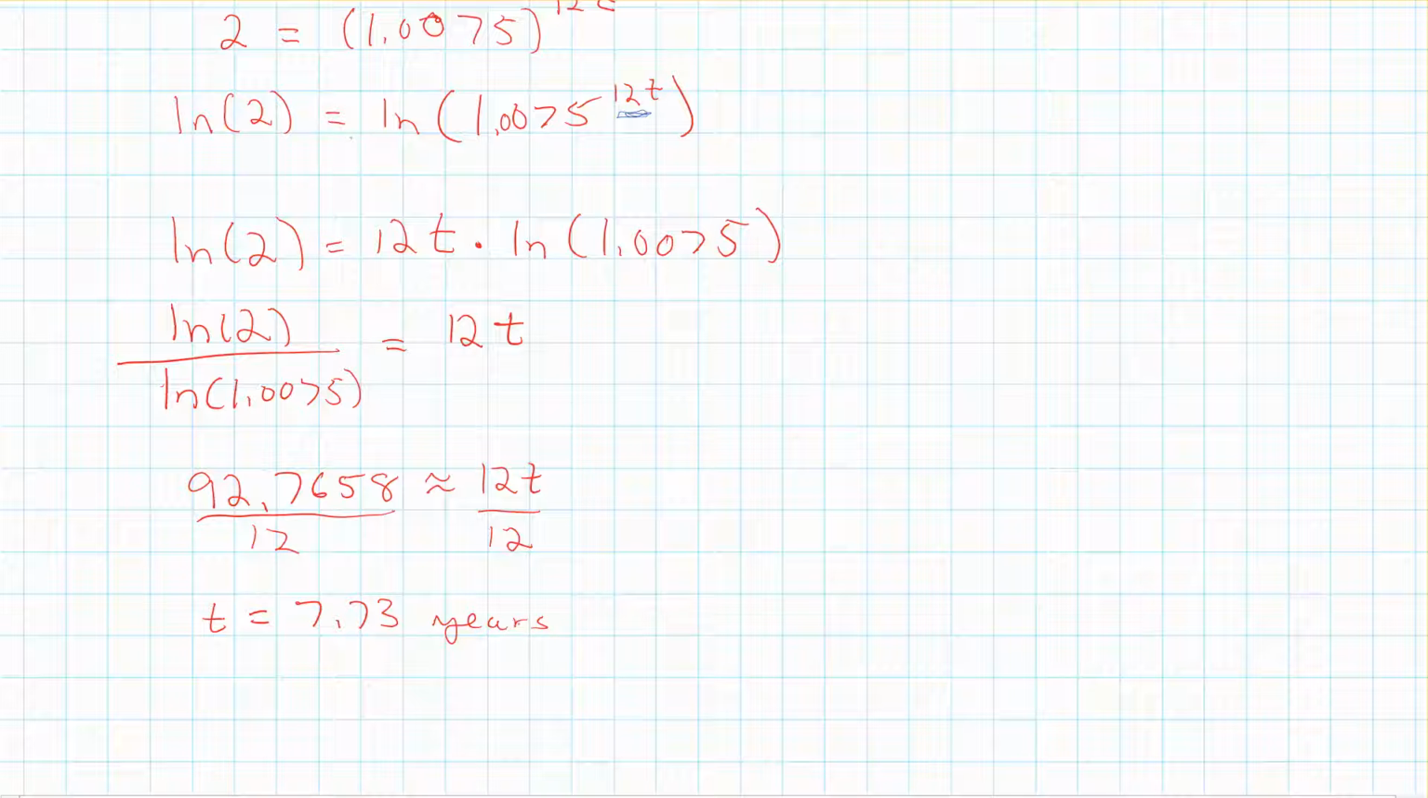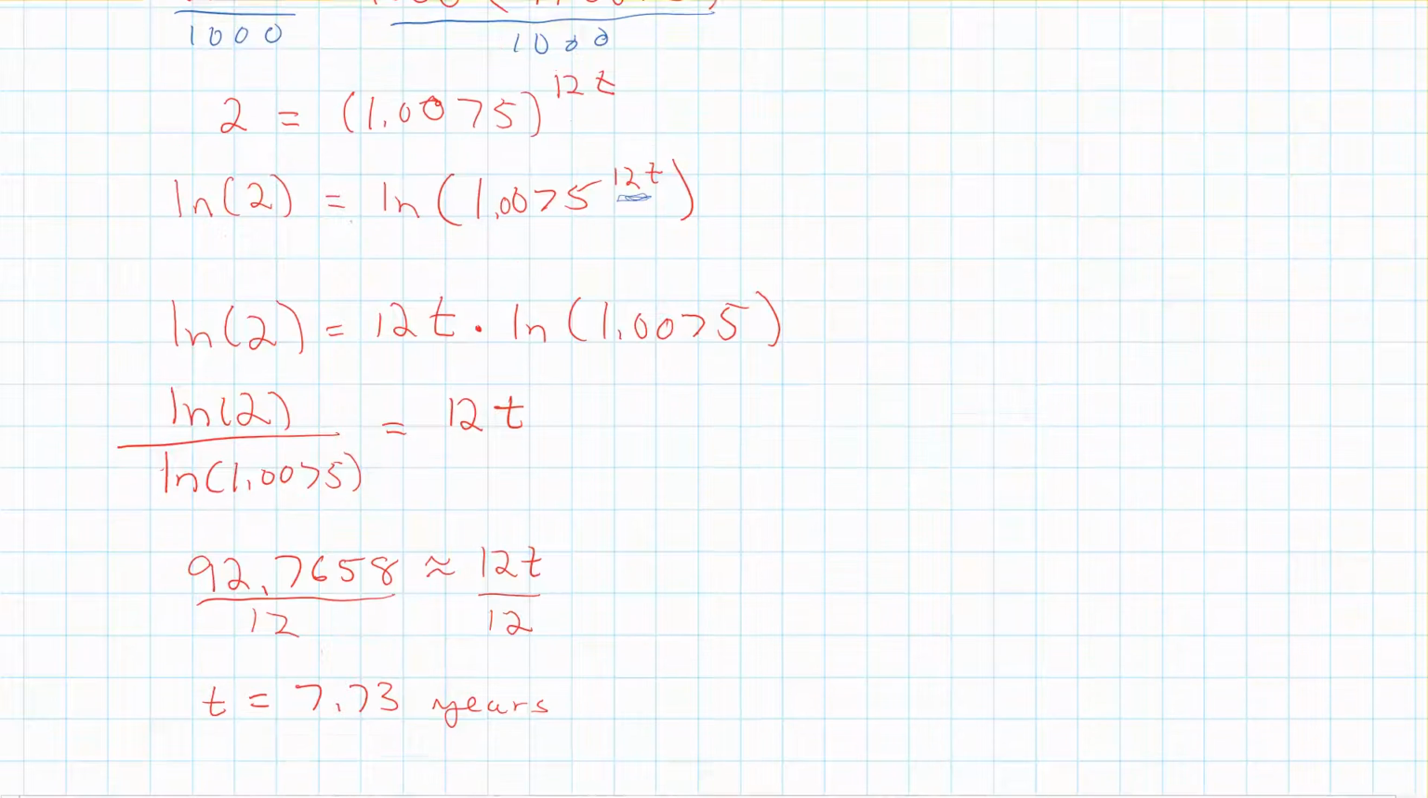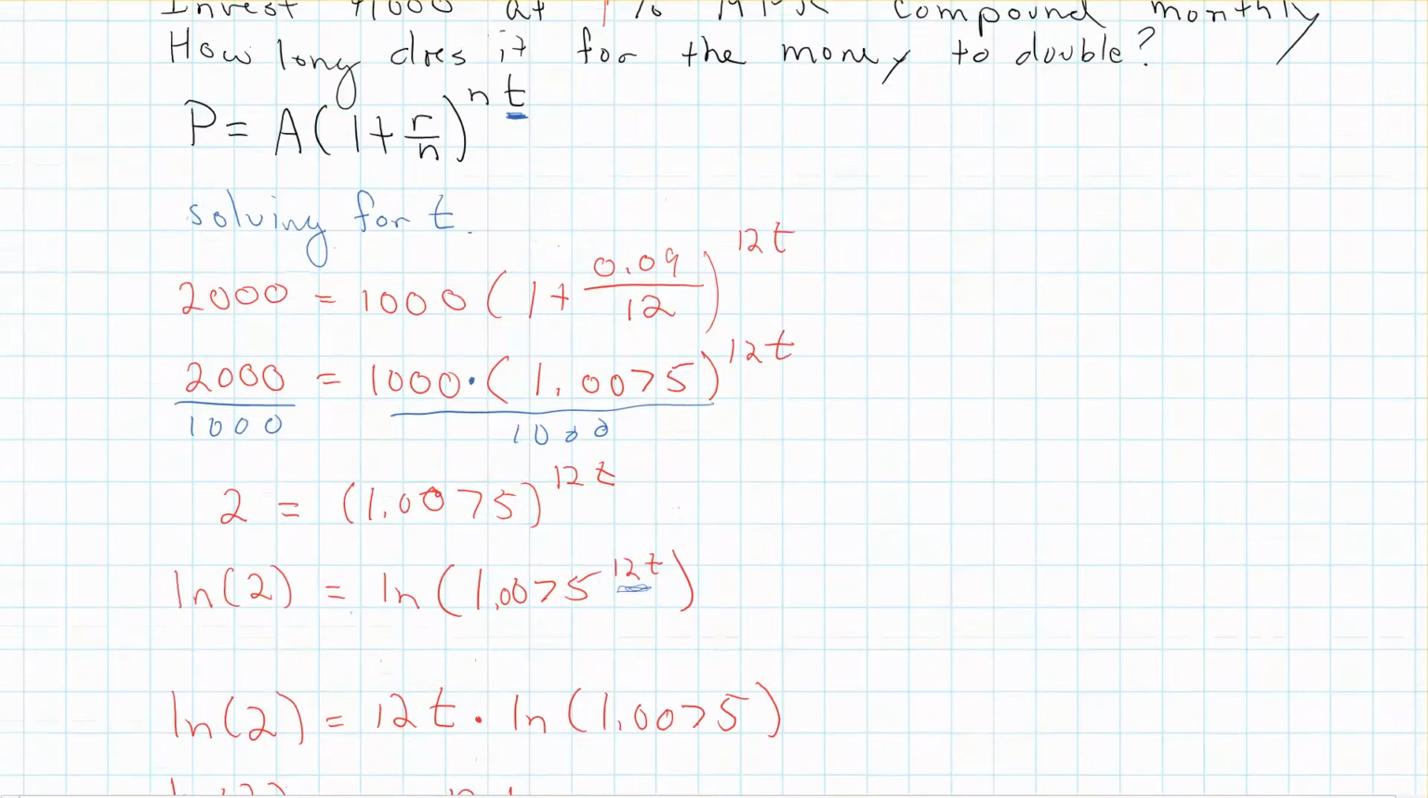It is compounded monthly. So 7.73 is roughly 7.75, so you could think about it as 7 years and 9 months. So almost 8 years before your money would double. Which actually is not an unrealistic thing if you're talking about retirement accounts.